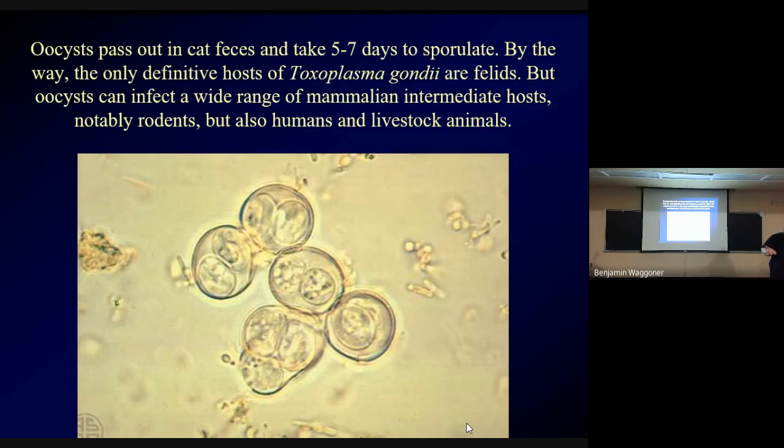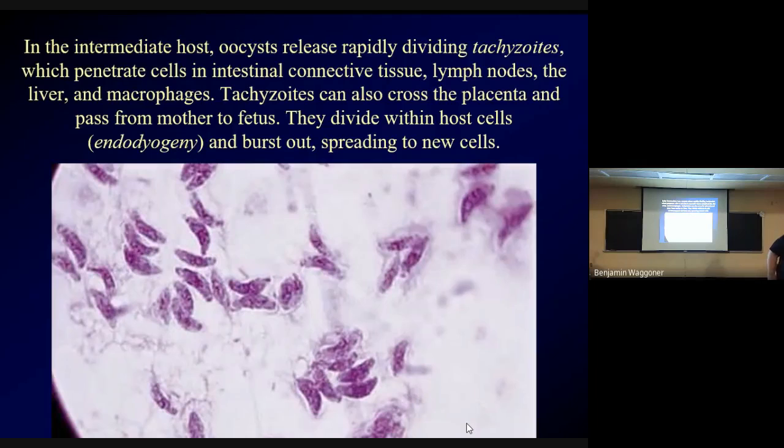But the intermediate hosts can be a very wide range. Livestock, humans, rodents, a lot of mammals can serve as intermediate hosts if they come into contact with toxoplasma oocysts. And when an intermediate host swallows oocysts, the oocysts release rapidly dividing cells called tachyzoites. And they're called tachyzoites because they wear these bright-colored Ed Hardy shirts with a lot of Axe body spray.